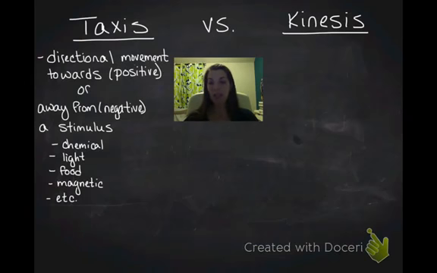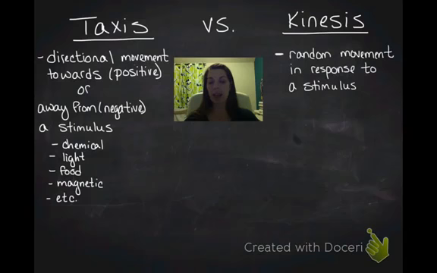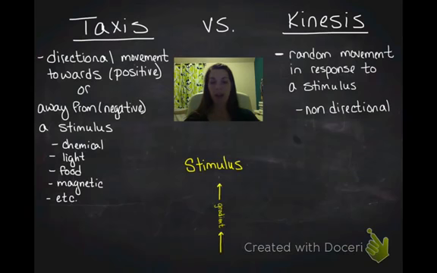A kinesis, on the other hand, is random movement in response to a stimulus, and because it is random, it's non-directional movement. So let's look at an example. Let's have a stimulus here, and we'll have a gradient. So we're going to have high stimulus at one side of the gradient and low at the other. Basically, the closer you are to the stimulus, the more of the stimulus you're sensing. So in this case, a good example would be a chemical stimulus.